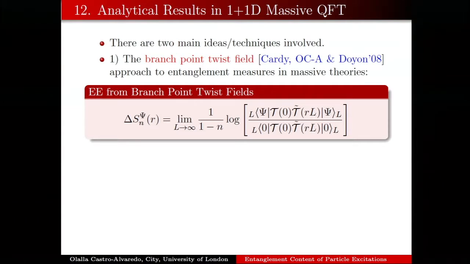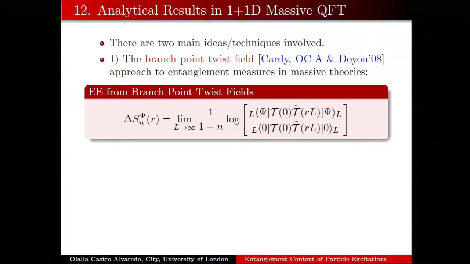In terms of these branch point twist fields, the formulae that you have seen come from evaluating a ratio of 2-point functions. So you have 2-point functions of these fields for an excited state phi divided by the 2-point function for the ground state. This is what you have to compute. You compute this in finite volume, you take the volume to infinity, and the result that you get is what I showed you. This is what we did.